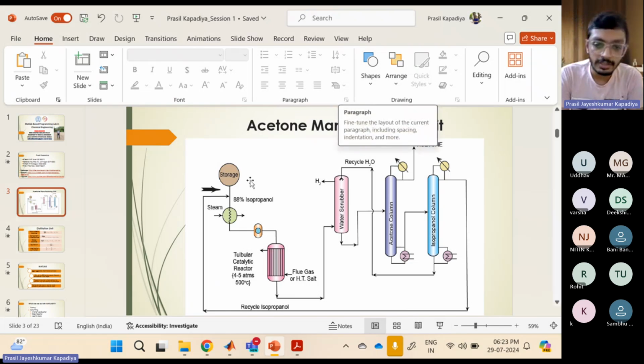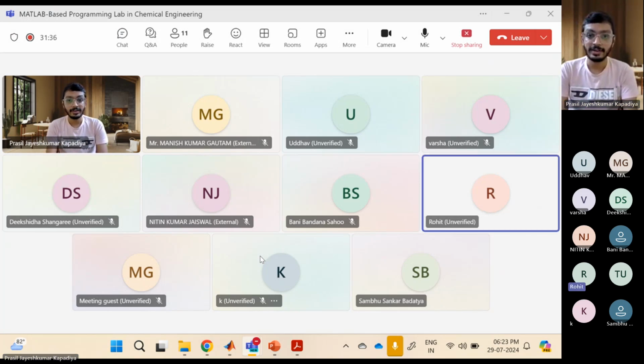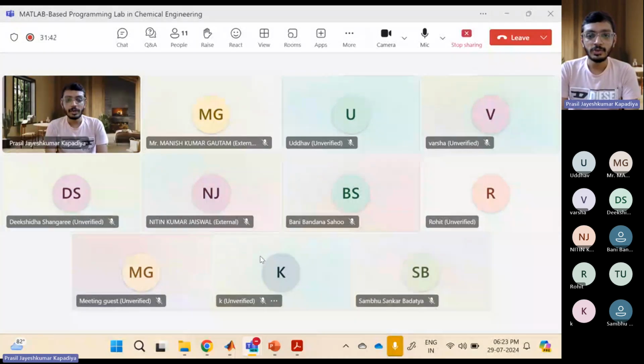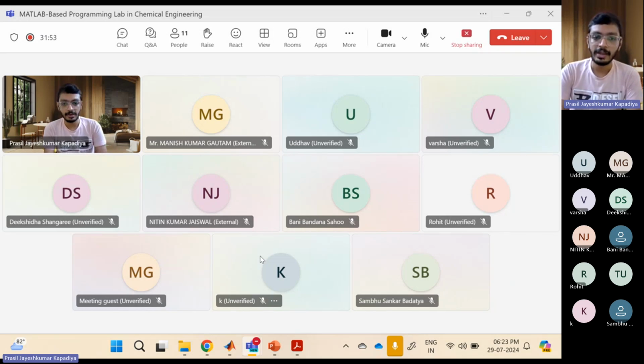What are the modern software tools using which we can simulate this kind of process? Can anyone tell? Aspen Plus, maybe Aspen HYSYS. Yes, you are correct. Let's go for Aspen Plus. What is Aspen doing? Let's say I am choosing a distillation column in Aspen. I am giving my feed, and the bottom and top products. I am mentioning the conditions: this temperature, this much pressure, this much composition, this reflux ratio.